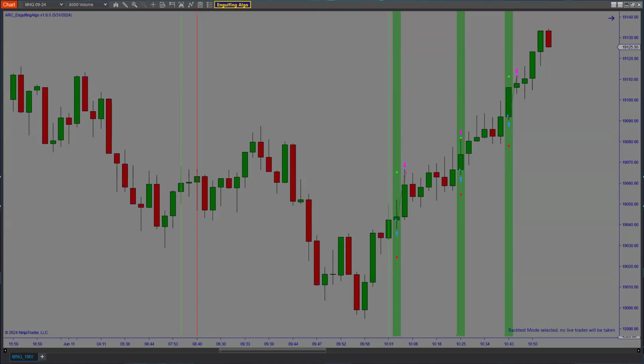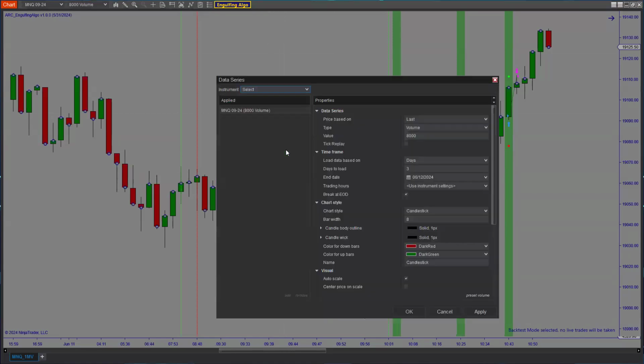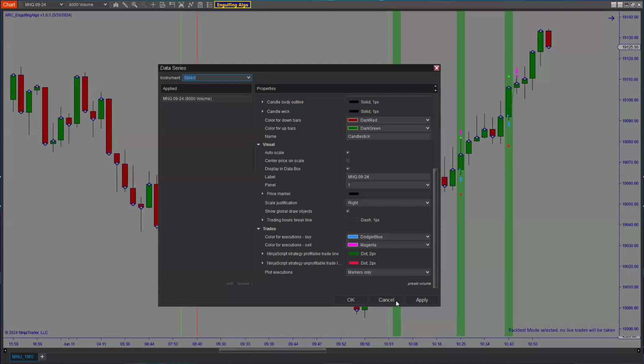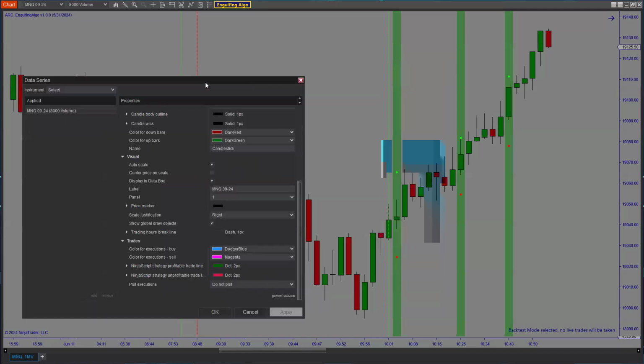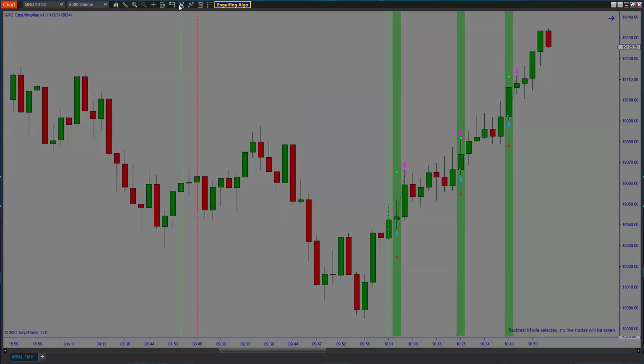Lines that connect the entry and exit. What you want to do is either double click on one of the candles and come down to where it says markers only. If we turn that off, you won't see the trade. If we turn it back on, there they are. So you go into the data series, which you can get to by double clicking the bar, or you can click this icon right here, which is data series.